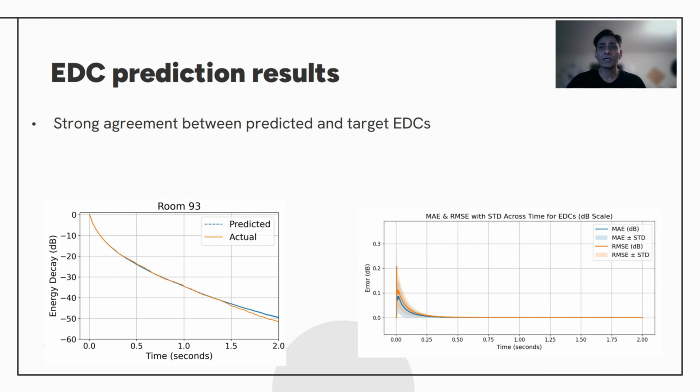Here you can see example plots comparing predicted and ground truth energy decay curves. As we can see in the figure, for room 93, which is randomly selected, the model captures the decay shape very closely, especially in the early and the mid decay regions. This demonstrates that the LSTM successfully learns the underlying acoustics of the room.